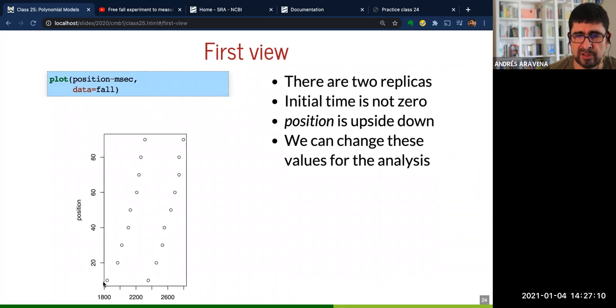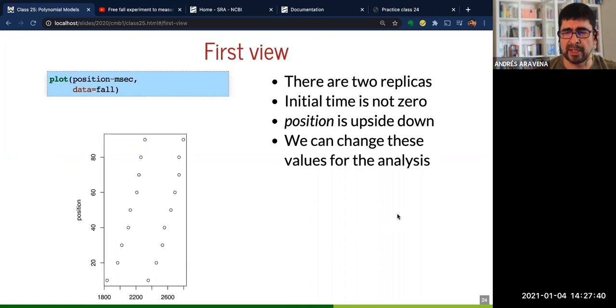I have the position. I started measuring from 10 to 20. In this case the values are going up because, remember, I put 10 in the upper position. It was a bad decision. I should have put the higher number up and the other number down. So we need to change the sign here or do something like this. Position is upside down, and initial time is not 0.